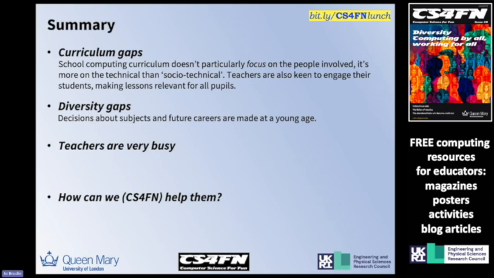And we know that young people make decisions about subjects that they're going to take or be interested in or study at a fairly young age in school. So we need to address their perhaps wrong assumptions and stereotypes that they've picked up about the types of people who can do computer science. We're very keen in the CS4FN project that computer science is a subject that can be done by absolutely everybody and that there should be no barriers. And what we want to try and do is break down those barriers.